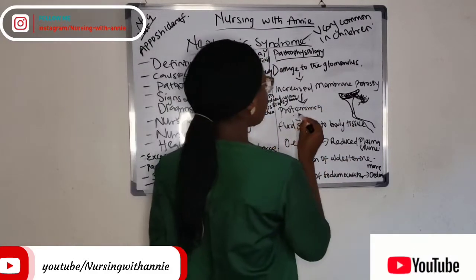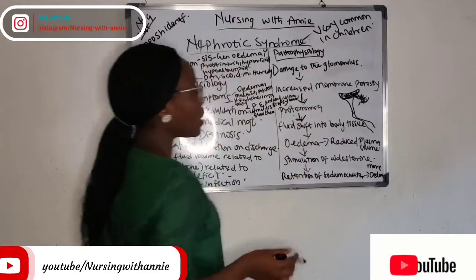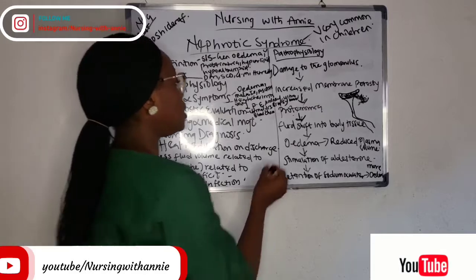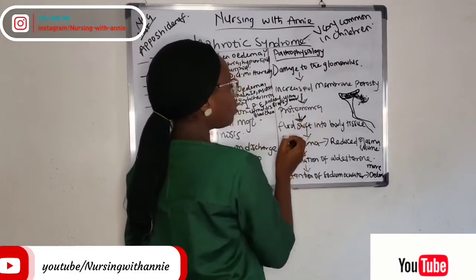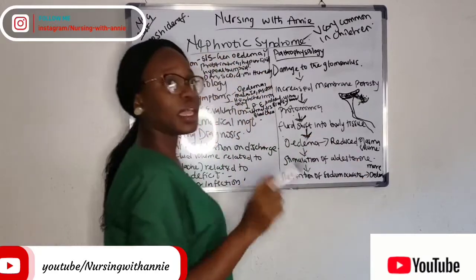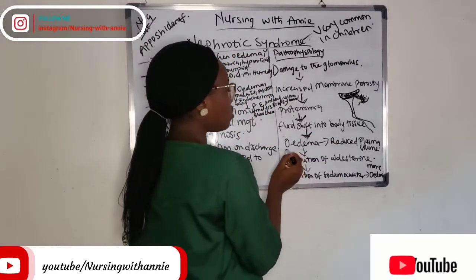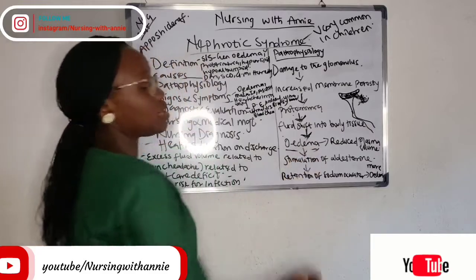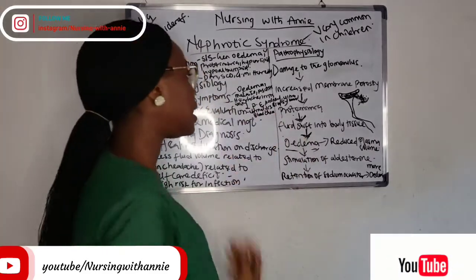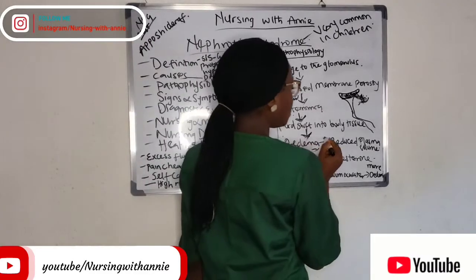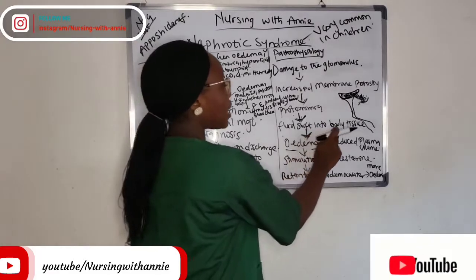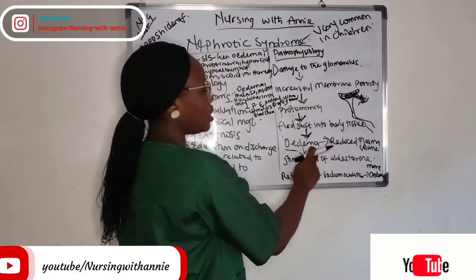You begin to see this protein in the person's urine, and because of that, the protein helps in the body tissues. There will be a fluid shift from the plasma into the body tissue, and this will lead to edema. You begin to see this person present with edema: swollen limbs, swollen hands, swollen legs, swollen face. The reason is the reduced plasma volume. Because there is now a shift of plasma volume into the body tissue, there will be edema.